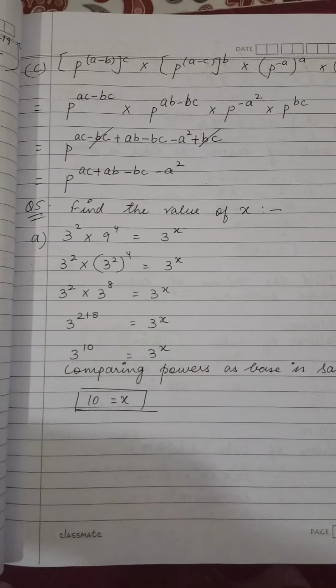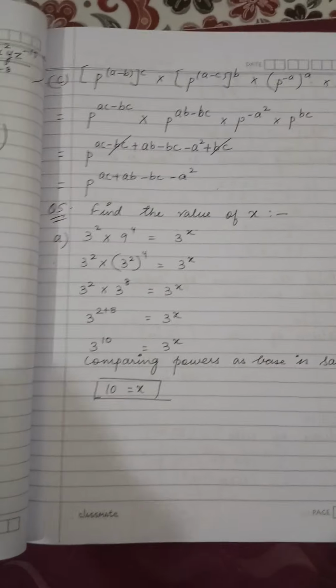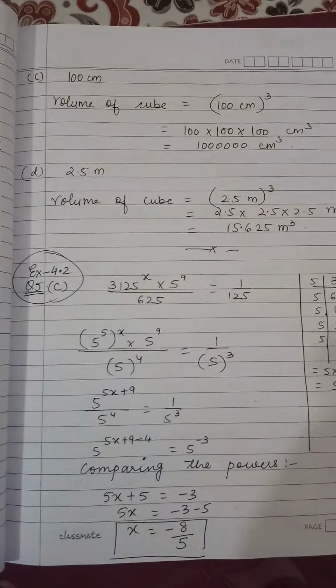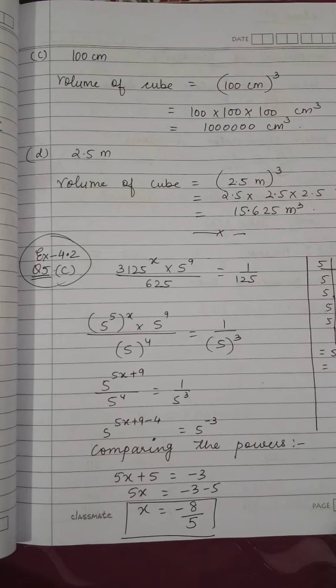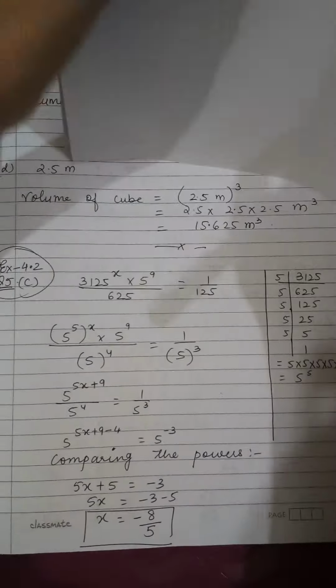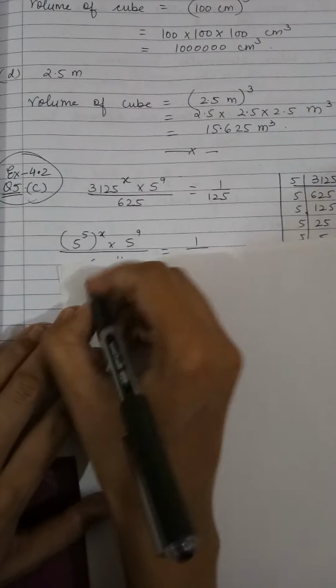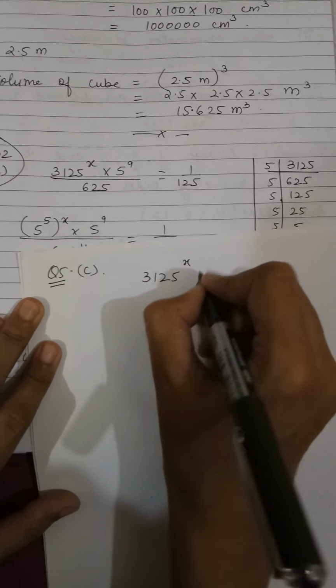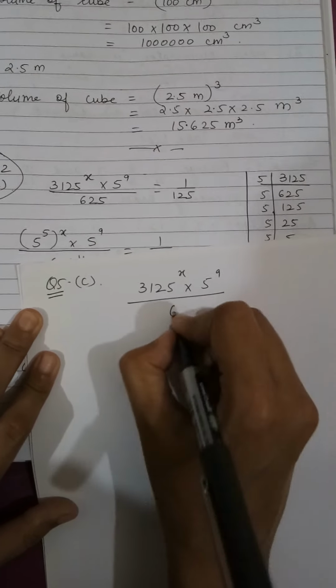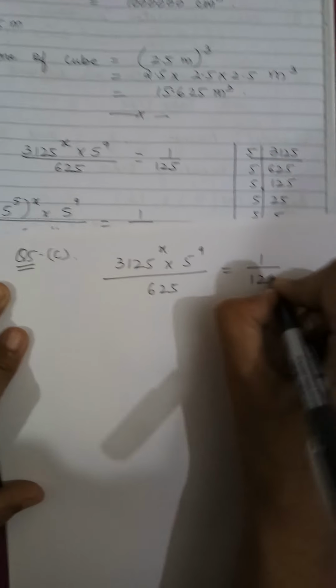Now, in the previous part I explained question number 5, A part and B part, but C part was left, right? So now let's do the C part of this. For this I am going to bring the third part also, in which we are going to do question number 6. Let us first do question number 5, C part. Let me first write it. 3125 whole power x into 5 to the power 9 upon 625 equals to 1 upon 125.